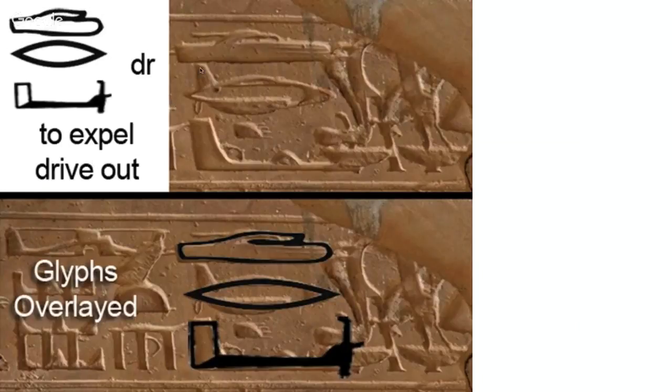All right. And you can see that with the hand, and it's on top of an open mouth. And I overlaid it in black right here of what it really would be. The hand and open mouth, and you have the arm with the stick in it. And that word right there is the word dur, which means to expel or to drive out.